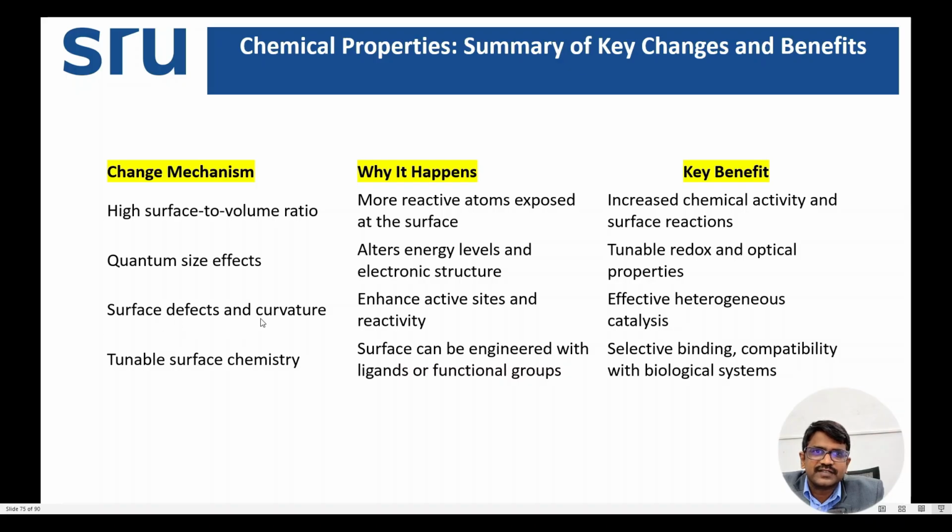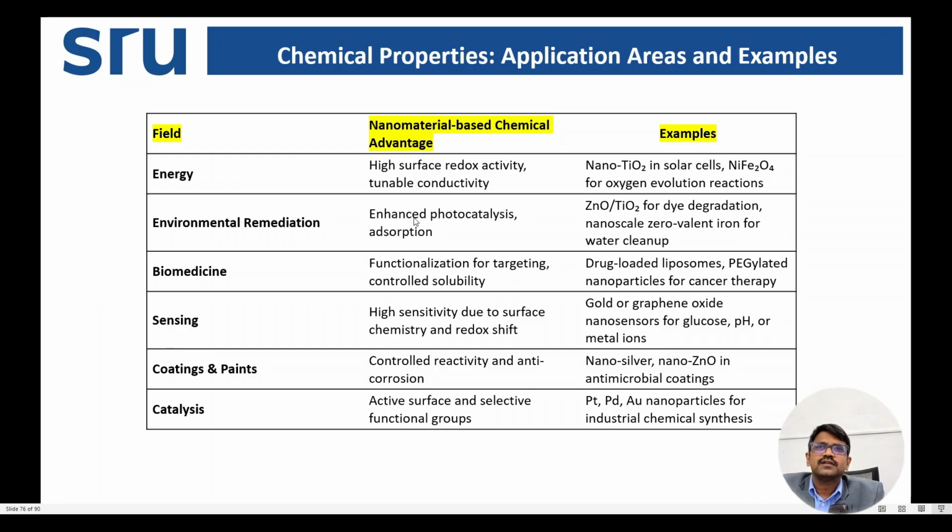Then surface defects and curvature. Why does it happen? Because it enhances active sites and reactivity. Key benefit: effective heterogeneous catalysis. Tunable surface chemistry: surface can be engineered with ligands or functional groups. Selective binding, compatibility with biological systems. Okay, with biological systems. And then you can see the application areas overall with examples.